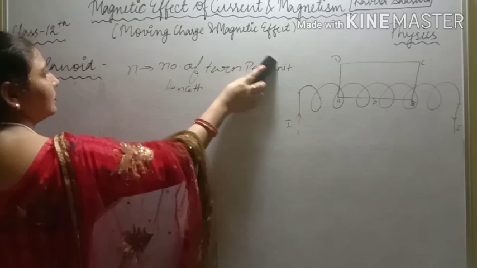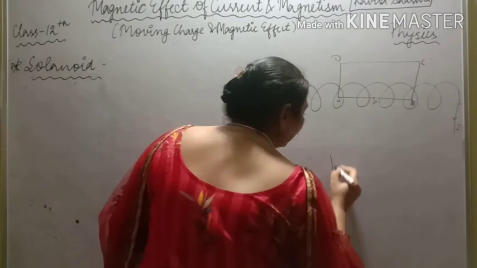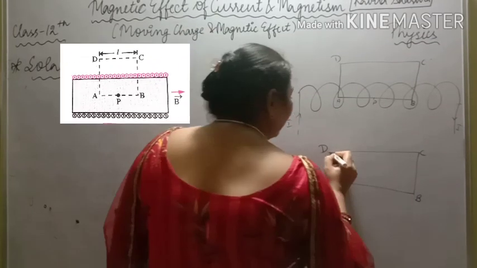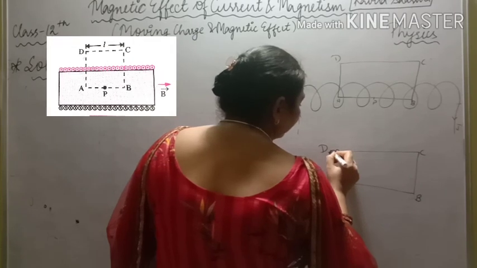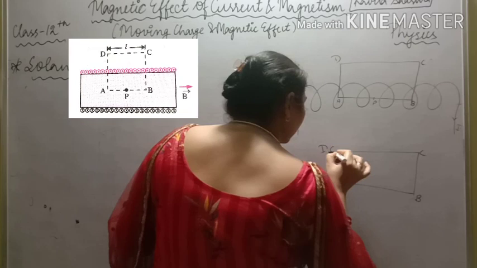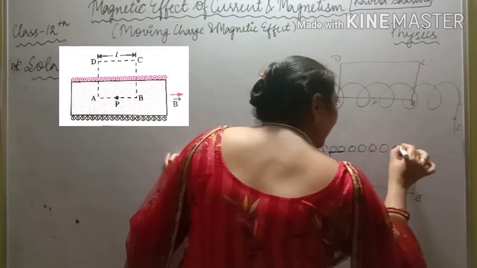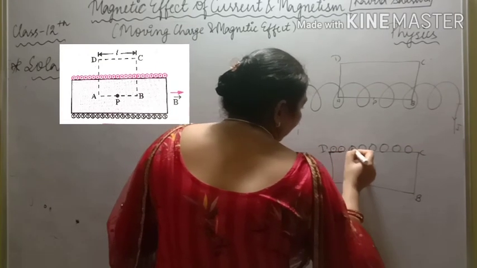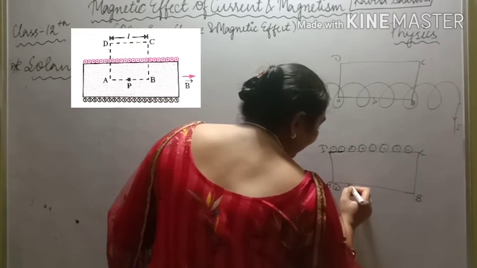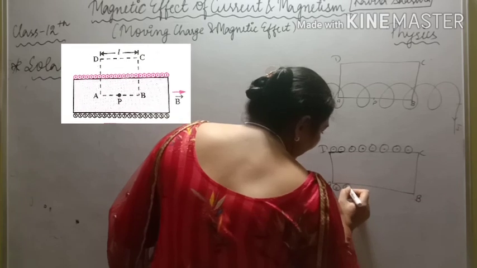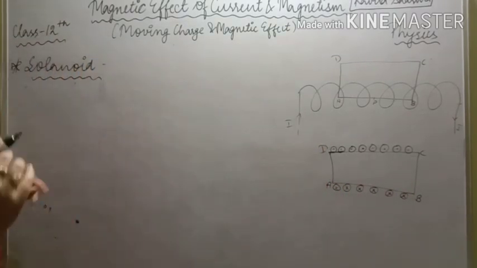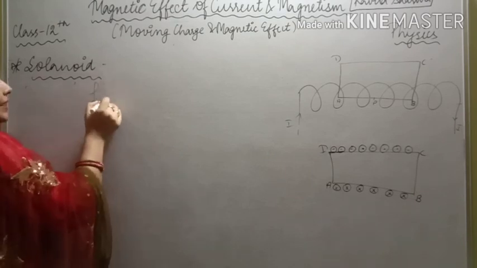Okay, so now we can also represent this loop A, B, C, D. On the upper side we have the magnetic field direction at this side outside the surface, represented by the dot, and along the side of AB we have the inside direction of the magnetic field, into the surface, which is represented by the cross, like this.